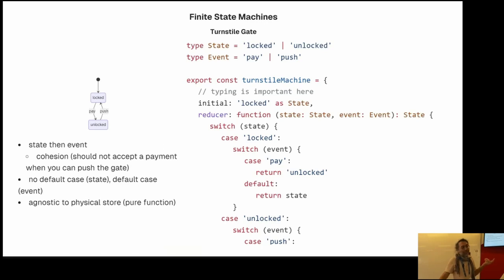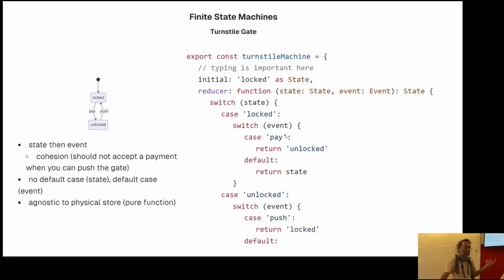So here is the implementation. I've defined the two states and the two events. And it's important, you have to define the initial state and the transition function. Basically, a state machine is that. It's initial and transition. And I've implemented it with the most boring basic thing, which is switch statements. The outer switch is over the state, and the inner switch is over the event.